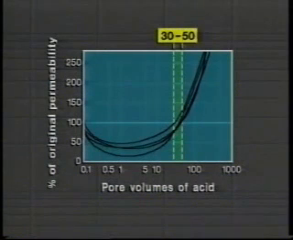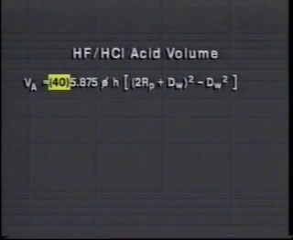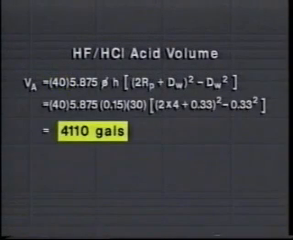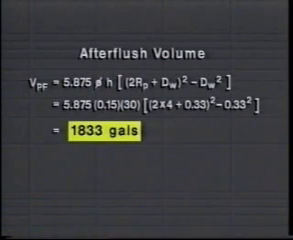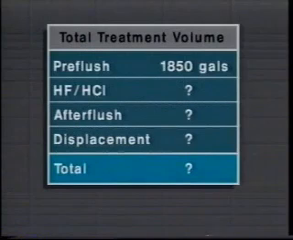Many sandstone core tests have indicated that it is reasonable to use an acid volume of at least 30 times the pore volume. Thus, using a factor of 40 times the pore volume for our subject well, the recommended volume of acid is calculated to be 4,110 gallons. We calculate the volume of the afterflush the same way we calculated the volume of the pre-flush. It is also 1,833 gallons. Now, rounding off the fluid volumes, the pre-flush is 1,850 gallons of 15% HCl.